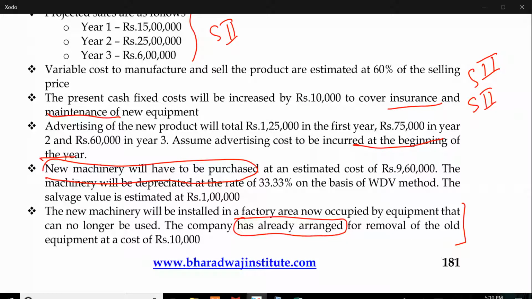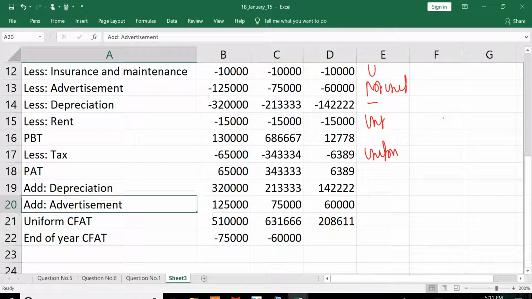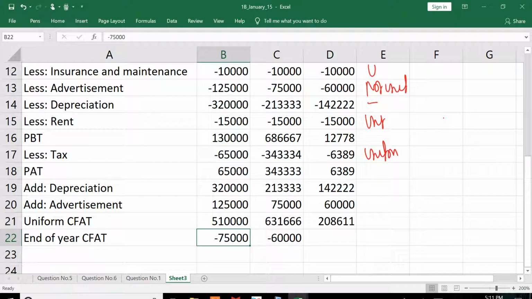Advertising of the new product will total 1,25,000 in the first year, 75,000 in year 2, 60,000 in year 3. These are incurred at the beginning of the year. So ideally the total first year I spent 2 lakh for advertisement. No, that is year 0. No, this is year 1. Year 0 is nothing but day 1, right? And year 1 is day 365. Yeah, so day 1 and day 365 come in the same year. Right, so technically it is day 366 rooted to day 365.